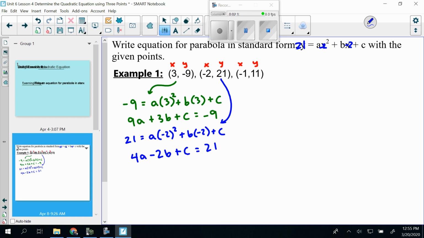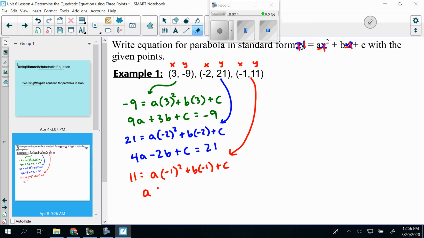All right, and then we're going to do one last time. This time we're going to come up with a third equation. So now we're putting 11 in there and -1 in place of the x's. So our equation is going to be 11 equals a times -1 squared plus b times -1 plus c. Simplifying, -1 times -1 is 1, so just a minus b, because it's -1 times b, plus c, and this one's equal to 11.